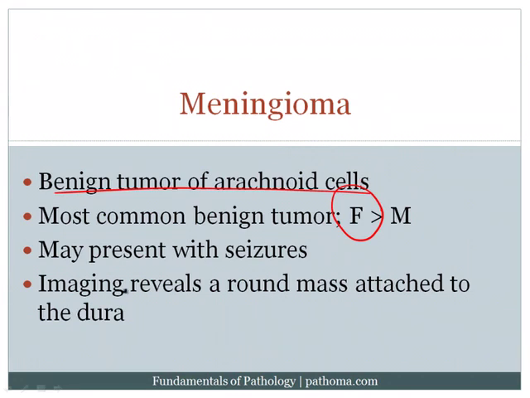Now the tumor actually forms a round mass that's attached to the dura, and that's what imaging would reveal. And that round mass will then press on the cortex, and when it presses on the cortex, it will create seizures. Now it's important to note that the tumor compresses but does not invade the cortex. And again, that'll result in seizures.